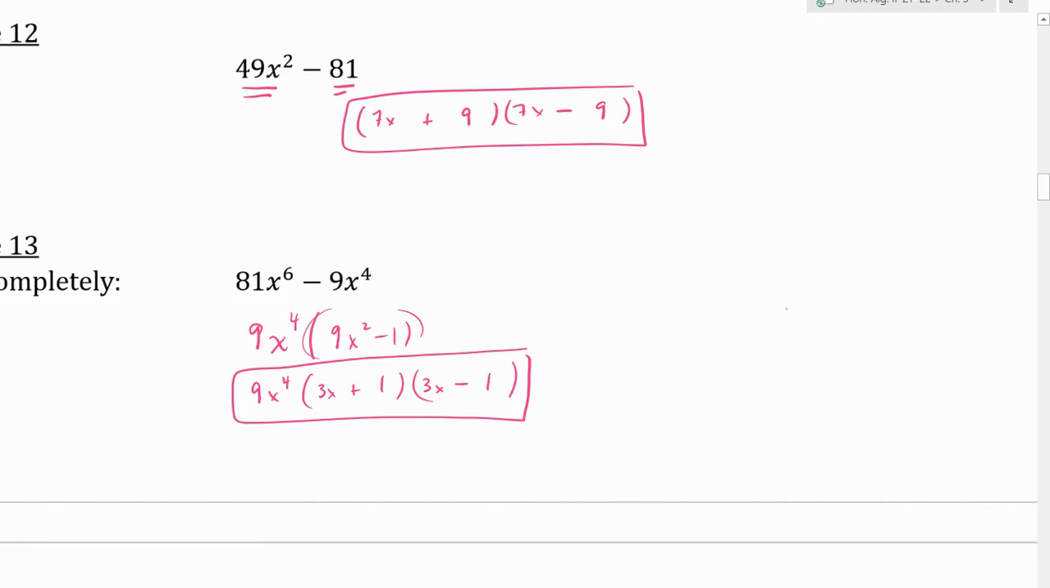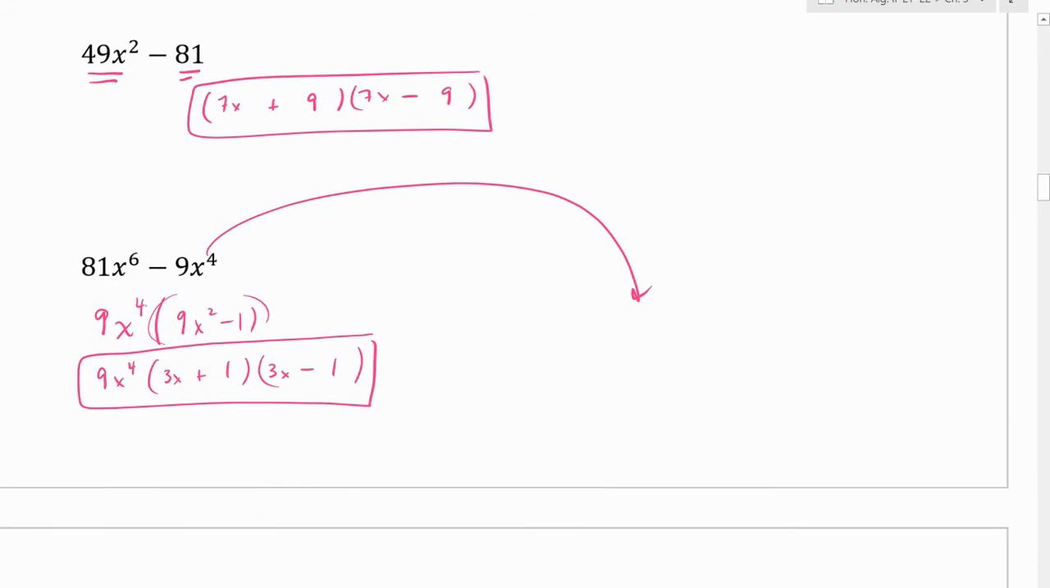Now, if you hadn't factored the greatest common factor first and just looked at it and went, oh, those are still perfect squares, because they are, I could do a sum and a difference. What did I square to get 81? 9. What did I square to get x to the 6? That'd be an x cubed. So that'd be the front term. What did I square to get 9x to the 4th? That'd be a 3x squared.